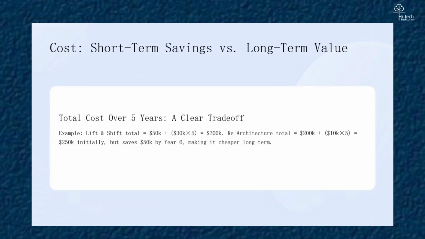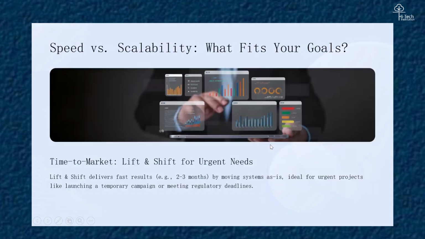So the total cost over 5 years, the clear trade-off. Here I mentioned example values, you can check this out. This is what we will get in lift and shift in total, and this is what we will get in re-architecture in total, and what we actually save by year 6. So I mentioned that here.